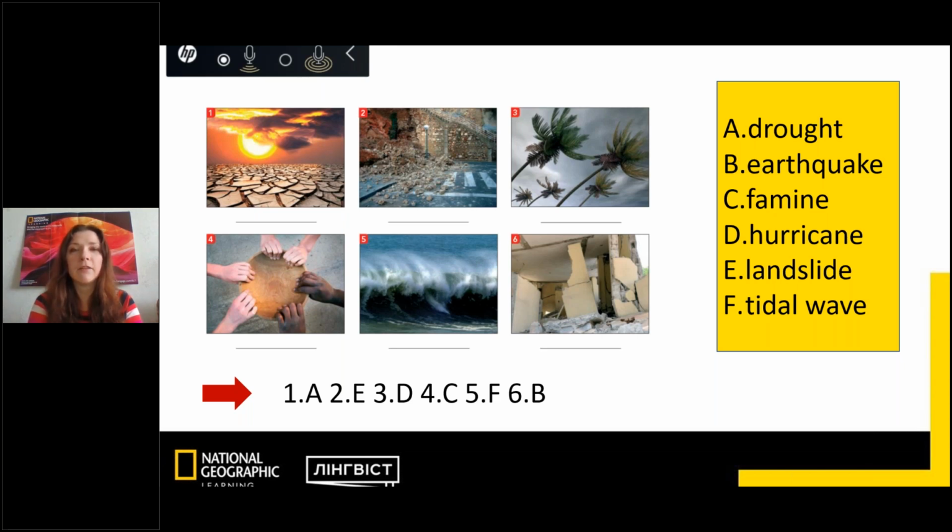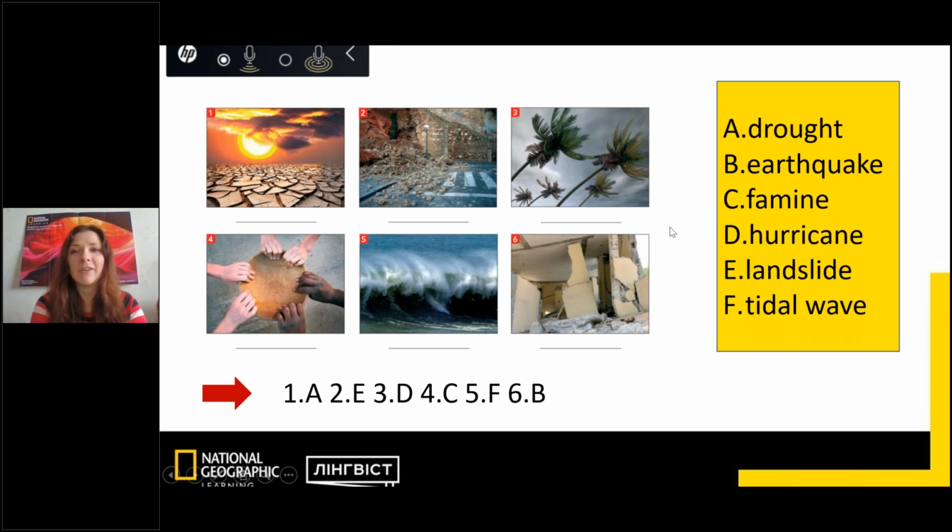Then that is a tidal wave and earthquake, right? Tidal wave can be caused by some atmospheric processes, right? Or because of the land that moved underwater. Well done, thank you very much.